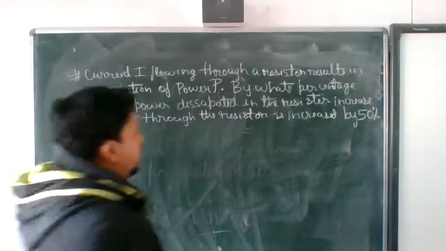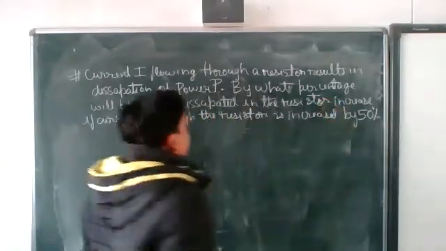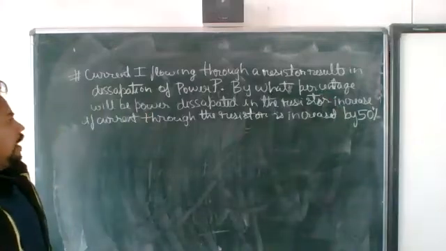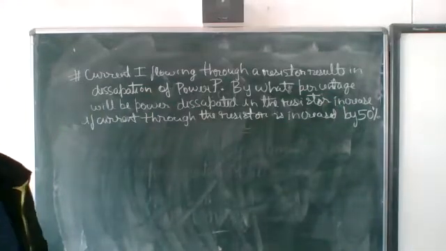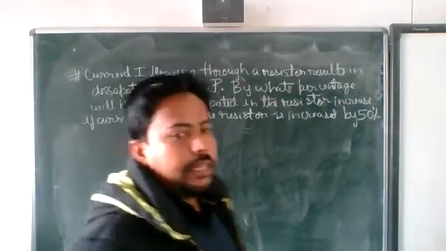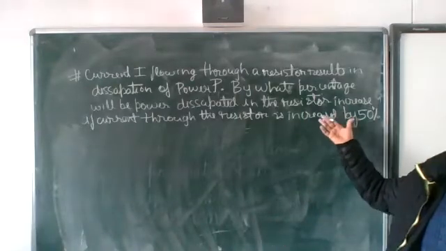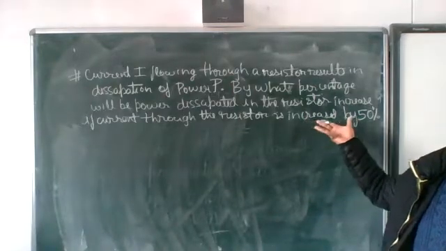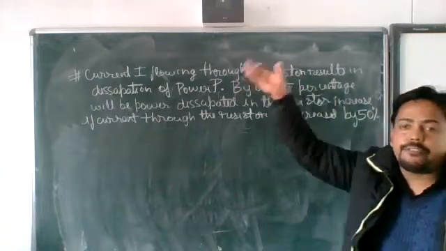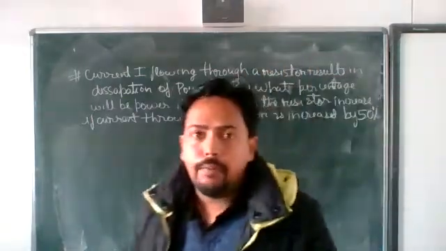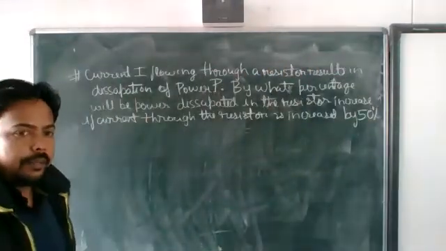By what percentage will the power dissipated in the resistor increase if the current through the resistor is increased by 50%? That means, what will be the dissipation of power when I increase the current by just 50%?